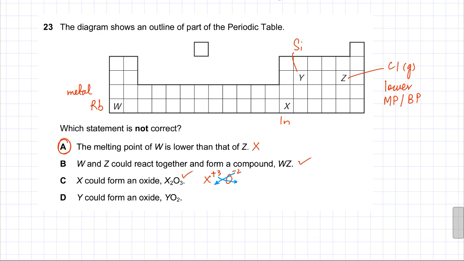If you look at option D now, Y could form an oxide YO2. Now Y is silicon. And silicon's most famous compound is sand. Sand has a structure of SiO2. It's a giant covalent structure. So the formula of sand is SiO2, which is correct. If you replace Si with Y, which is basically silicon, the formula is going to be YO2. So option D is also correct. So all the 3 options are correct. They confirm correct. So the first option is confirmed incorrect.